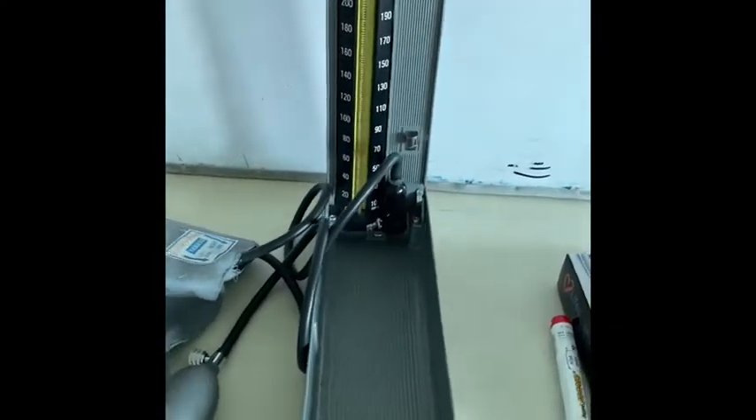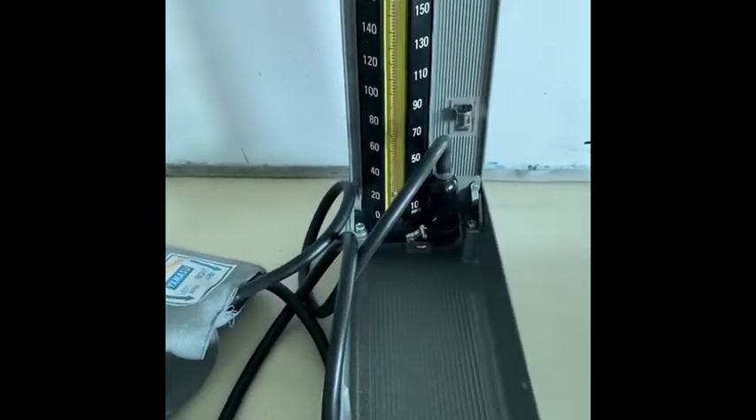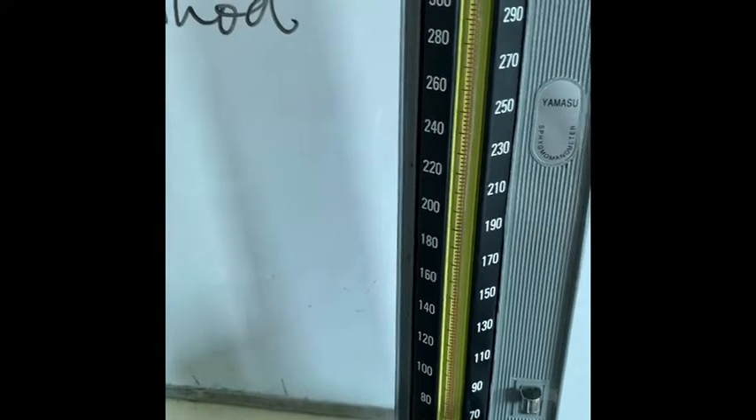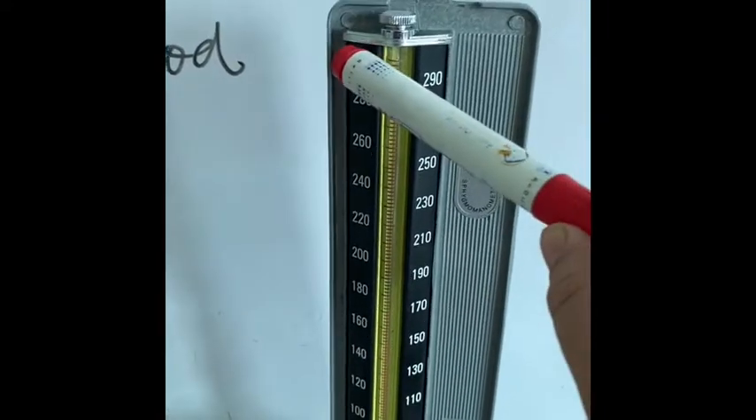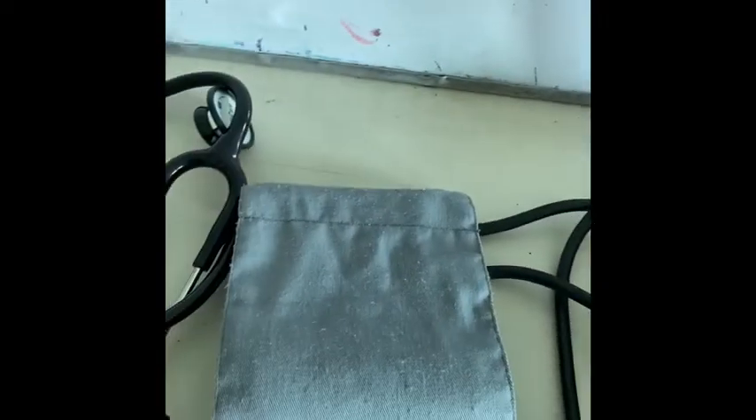This is the mercury sphygmomanometer. It has parts. This is the mercury reservoir, which is connected by rubber tubing to this bag, this cuff, on one side, while the other end is connected with this graduated tube that is graduated from 0 to 300 millimeter, and the smallest marking is equal to 2 millimeter. This cuff is called the cuff cover.